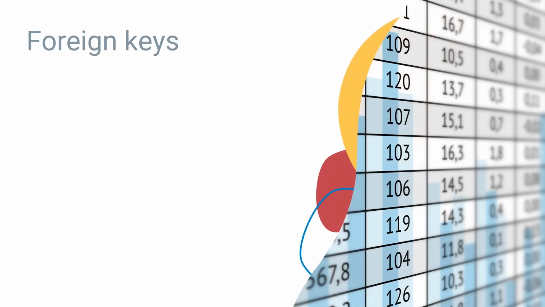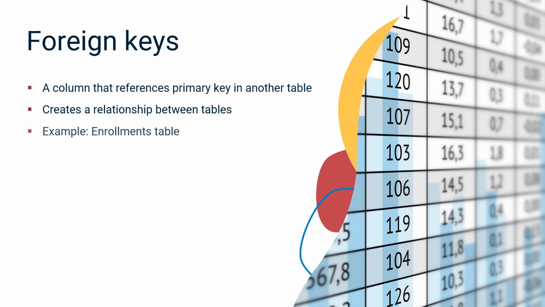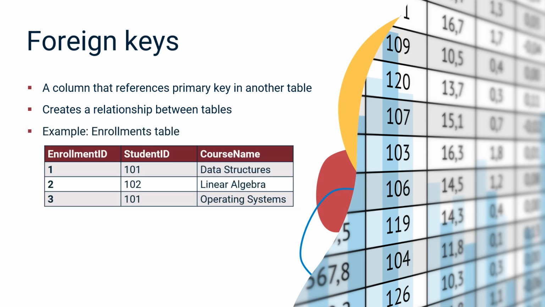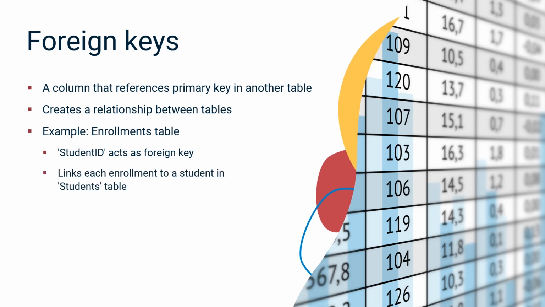The second key type is a foreign key, which is a column in one table that references the primary key of another table, creating a relationship between the two tables. For example, let's say you have another table for course enrollments. Here, the student ID column in the enrollments table acts as a foreign key, linking each enrollment to a specific student in the students table we saw previously. This relationship allows you to see which students are enrolled in which courses without duplicating student information in every table.